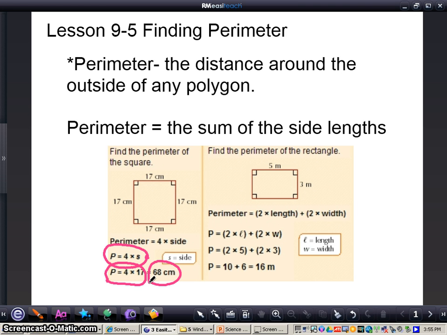Now, finding the perimeter of the rectangle, what we have there is perimeter equals 2 times the length plus 2 times the width. We see the length and the width are 3 meters and 5 meters. We can just do 2 times 5 plus 2 times 3, then we have 10 plus 6 equals 16 meters. If you want to get caught up in the formulas, that's completely fine. If you just want to simply add up all the measurements on the outside, that's completely fine as well.